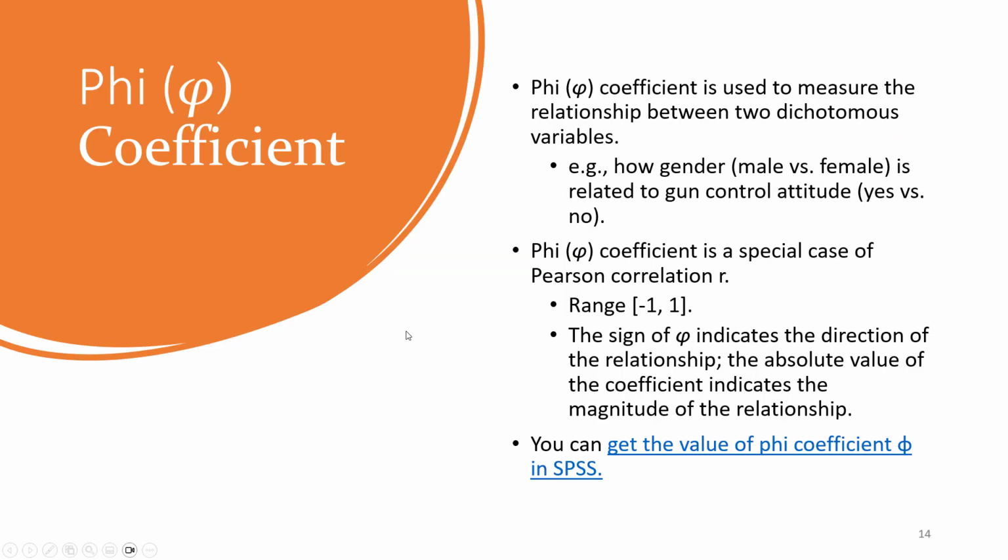The phi coefficient is another special case of Pearson's r. It's used to measure the relationship between two dichotomous variables. For example, if you want to know how gun control attitude is associated with gender, the phi coefficient is the right choice. The way to interpret the value of a phi coefficient is exactly the same as how you interpret Pearson's r.